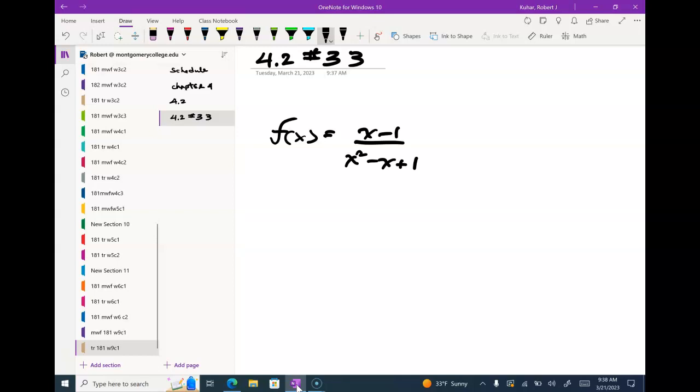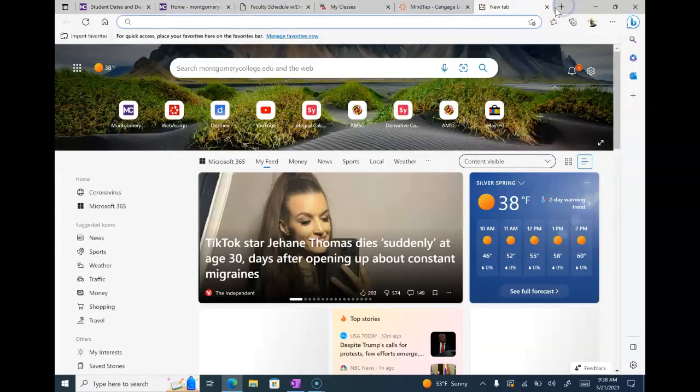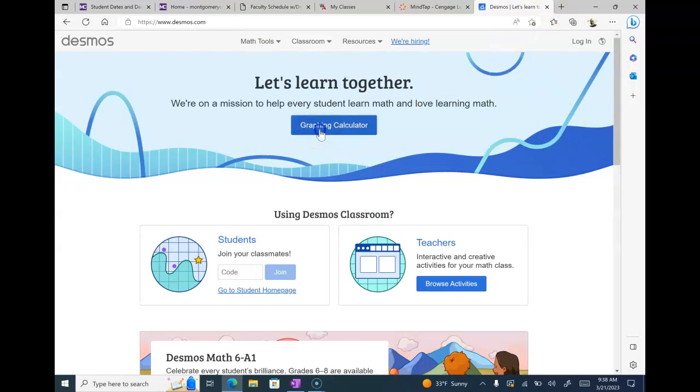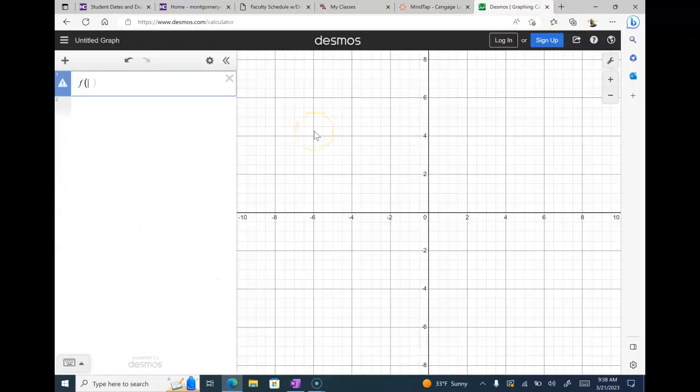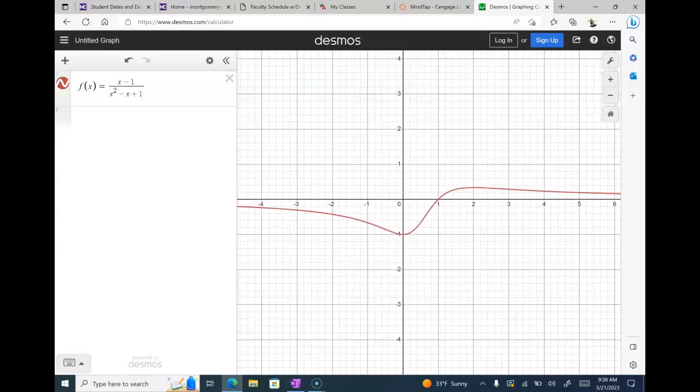You're going to be graphing these things all the time, so get used to it. Almost everything we do in chapter 4 will involve a graph. I want you looking at that graph right away. I'm going to use Desmos right now. I'll do something on the calculator in a little bit. So I've got f of x equals x minus 1 all divided by x squared minus x plus 1. There it is, pretty cool.